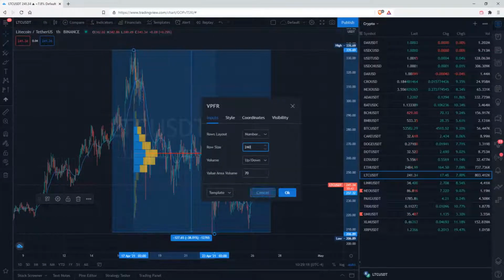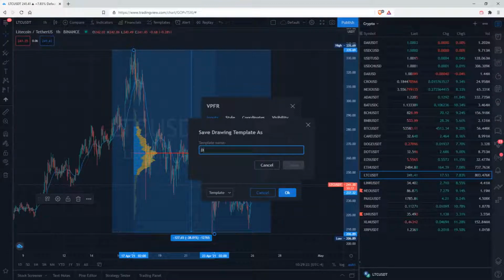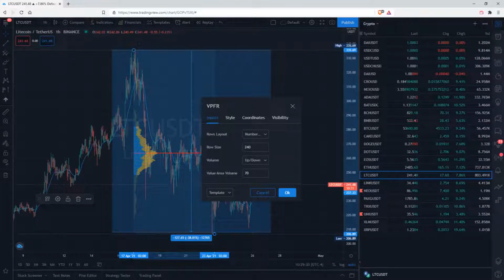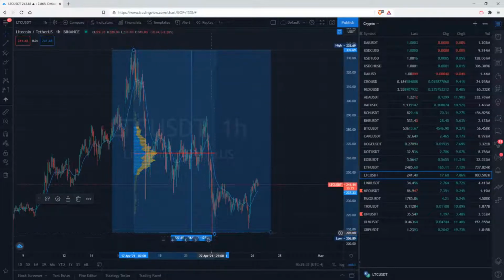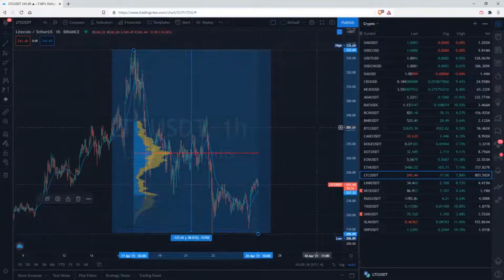I need to refine this. Can I save this as a template? Save as default. Apparently, I already have one named default. It just doesn't like to use that one, I guess. Okay. Let's creep this a little further forward.